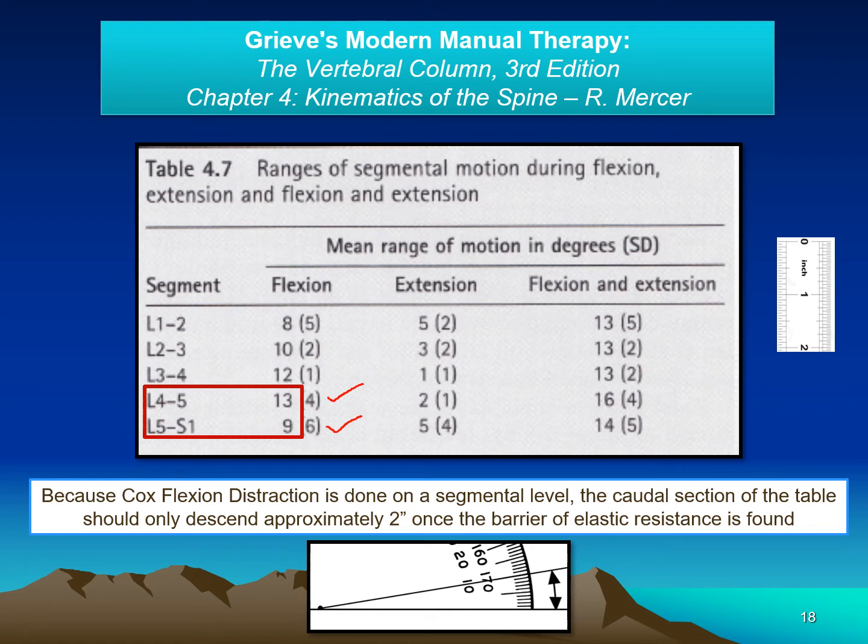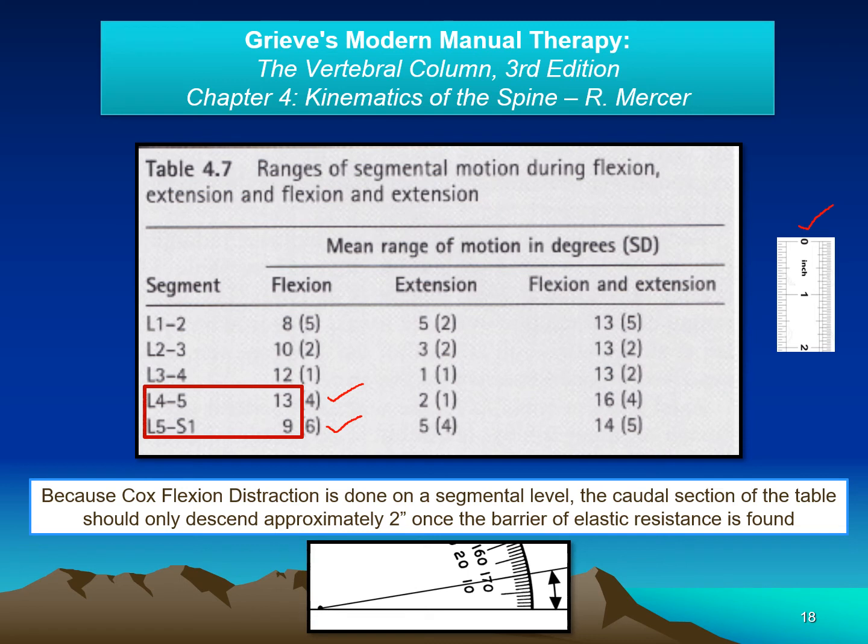It is an extremely subtle technique, and once you get to the barrier of elastic resistance, in general terms, the caudal section of the table should not descend any further than about another 2 inches. And of course, that's just a simple representation, not accurate. It's not measured specifically, but it's just to make a point that 2 inches is a small excursion.